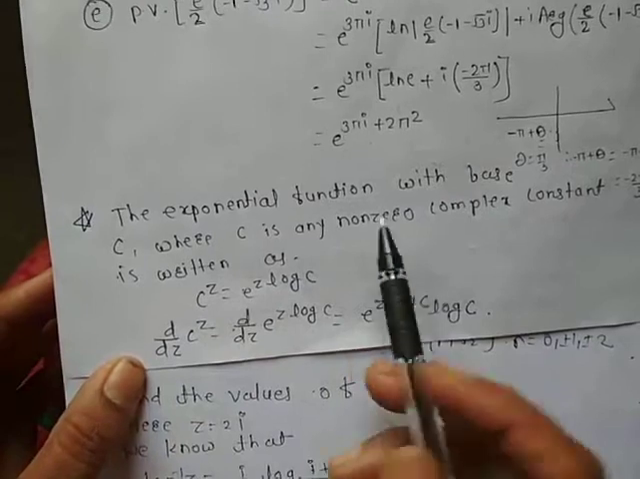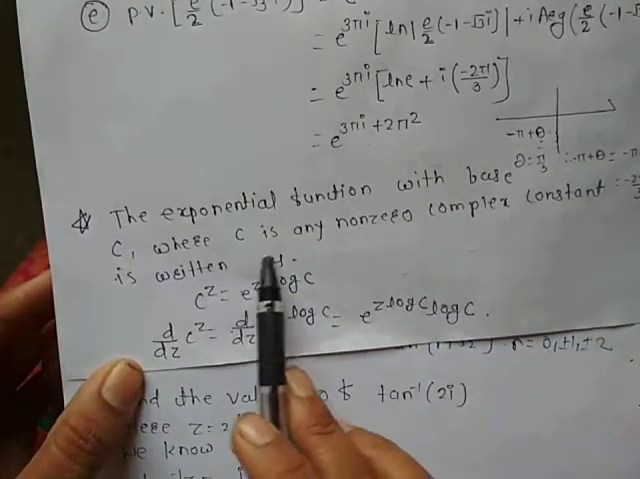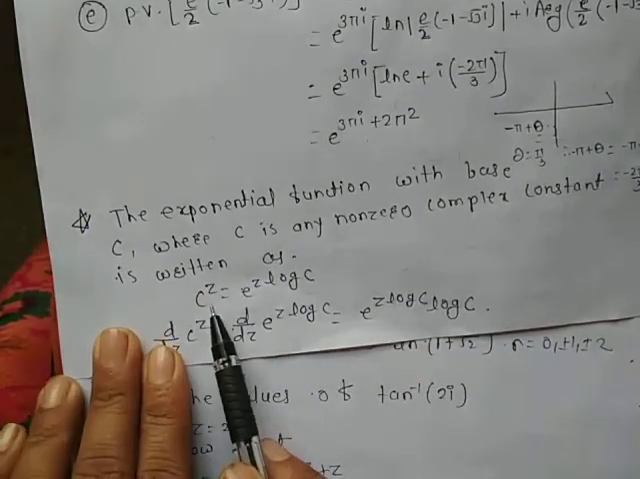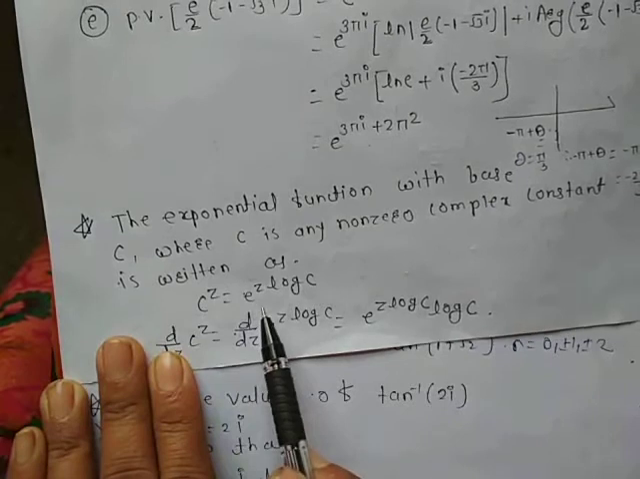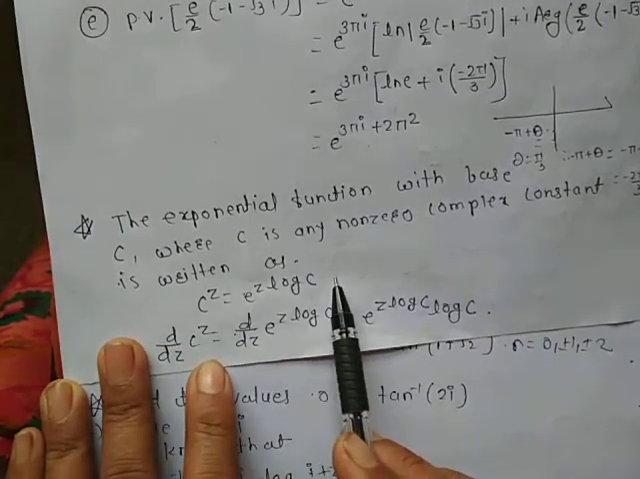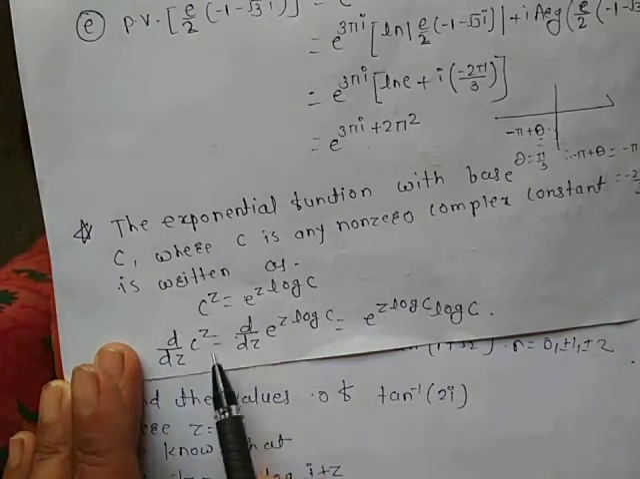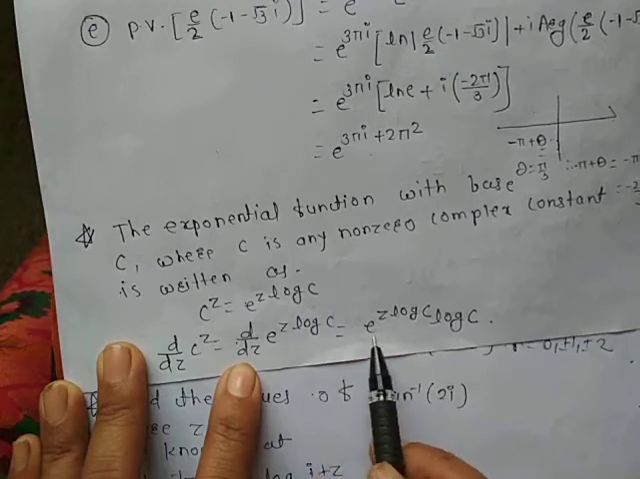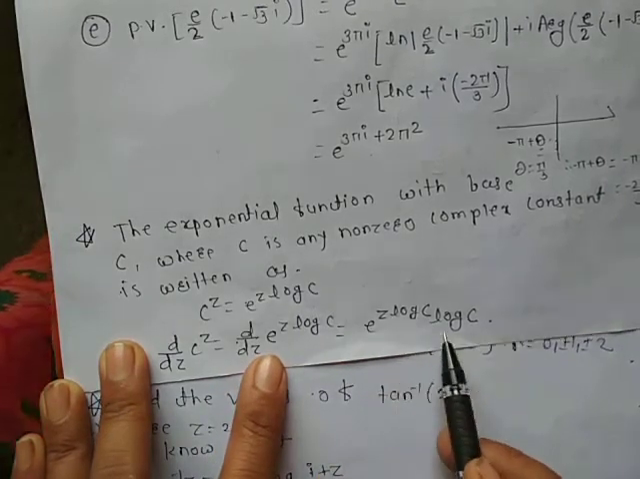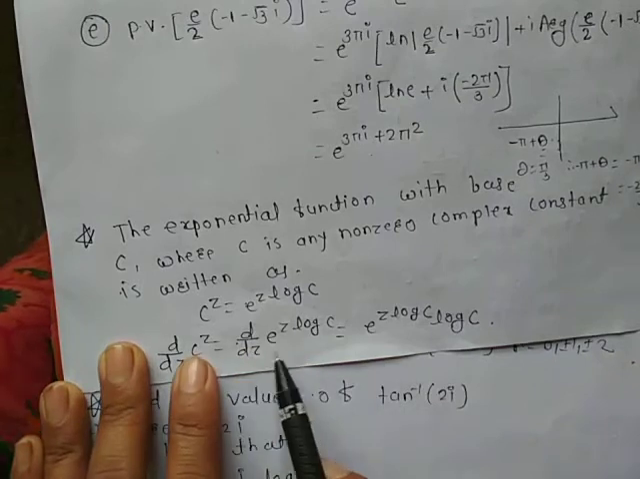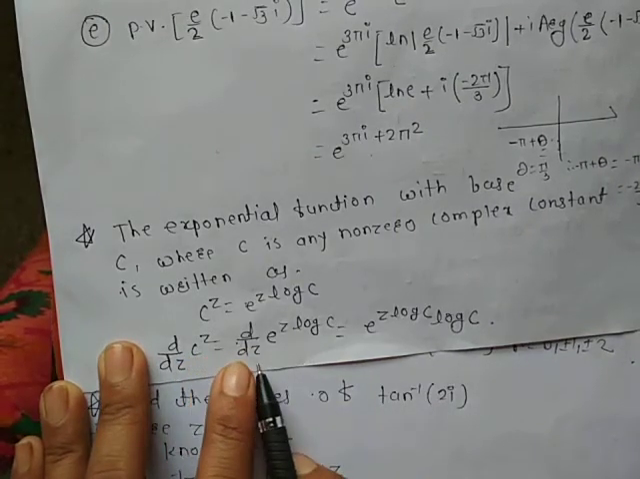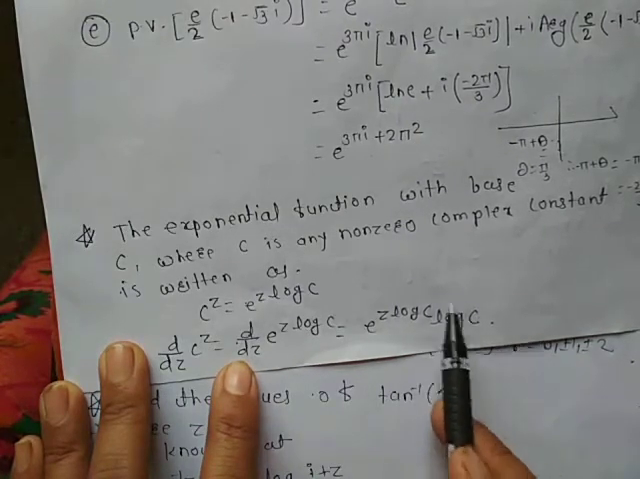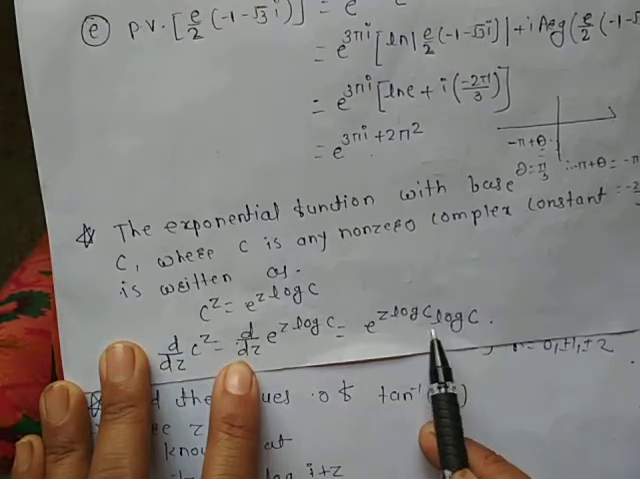Next is the exponential function with base c, where c is any non-zero constant. It is written as, here c is a non-zero constant, c raised to z is equal to e raised to z log c. The derivative of c raised to z is the derivative of e raised to z log c, which is equal to e raised to z log c into log c, because here we are differentiating this function with respect to z. So here e raised to z log c, and log c is constant, that's why we will multiply by log c.